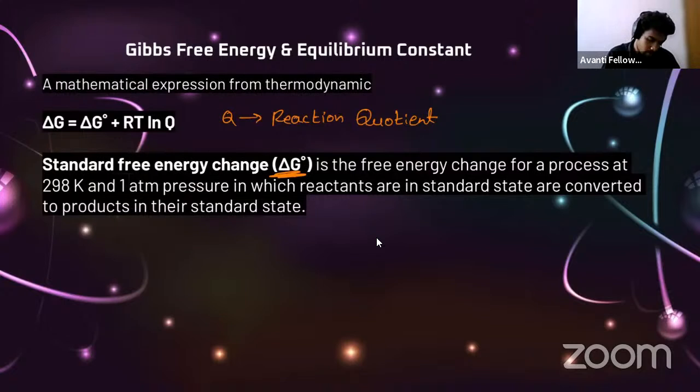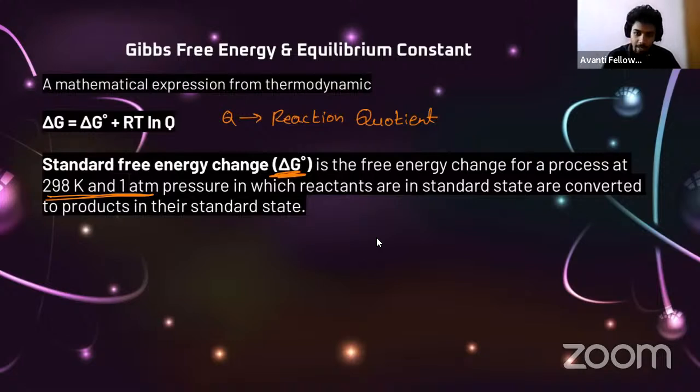Standard free energy change is the free energy change for a process at 298 Kelvin and 1 atmosphere pressure, in which the reactants in standard state are converted to products in standard state. What we need to see first is that pressure and temperature should be constant. We learned this in thermodynamics, right? If the energy term should be a standard term, then you need to do the experiment according to the standard conditions, that is 298 Kelvin and 1 atmosphere pressure.